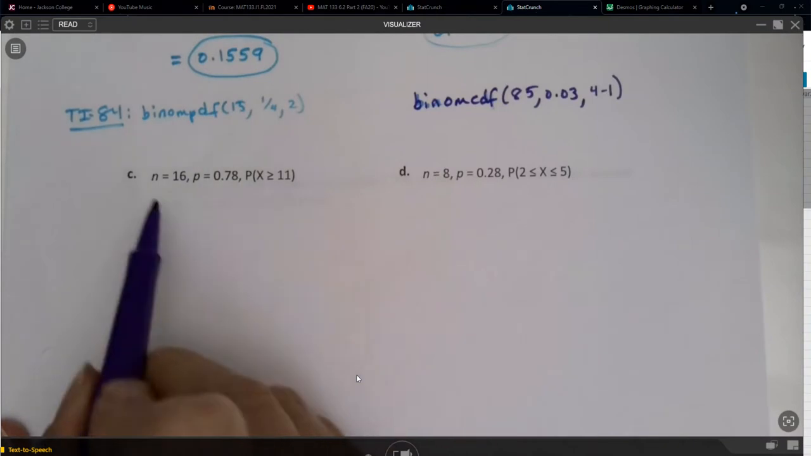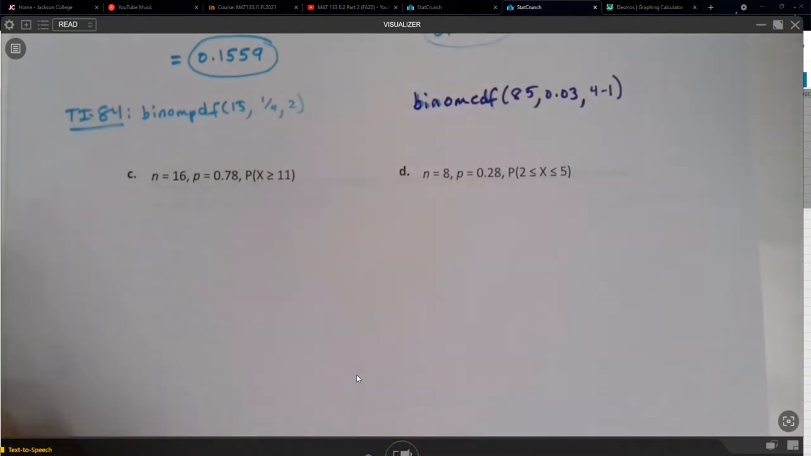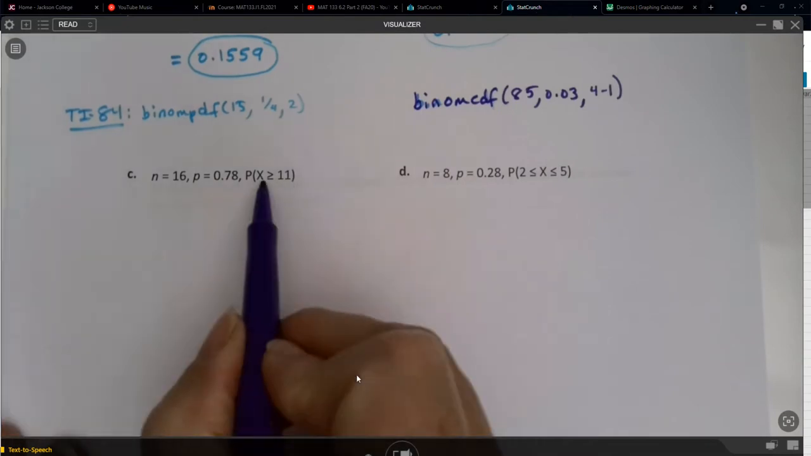So down here for C, we have a greater than one. All right, so greater than, greater than or equal to, excuse me. It's got that extra line underneath. So that's a greater than or equal to.